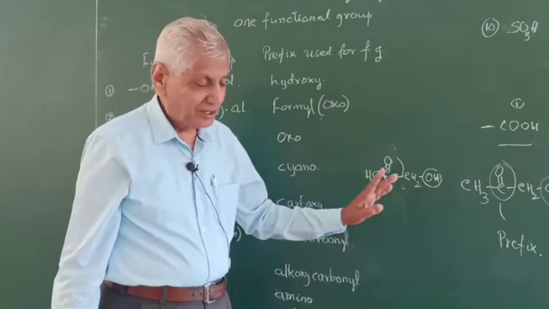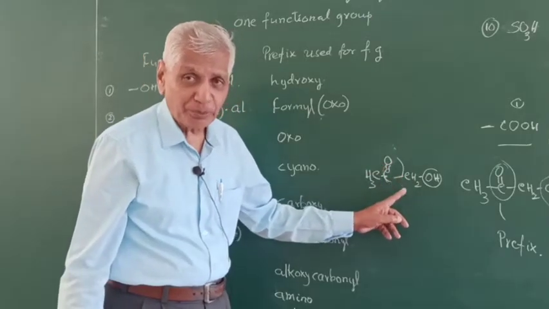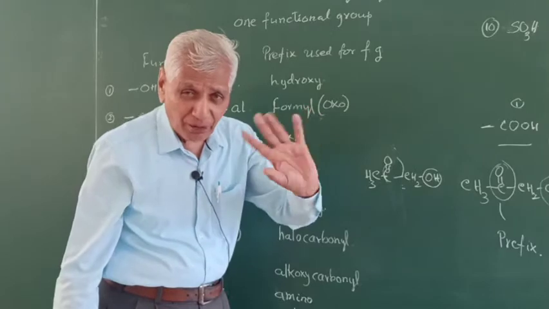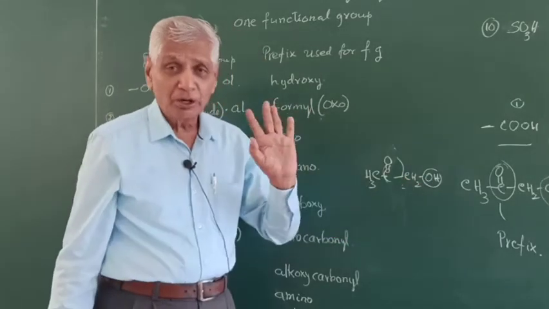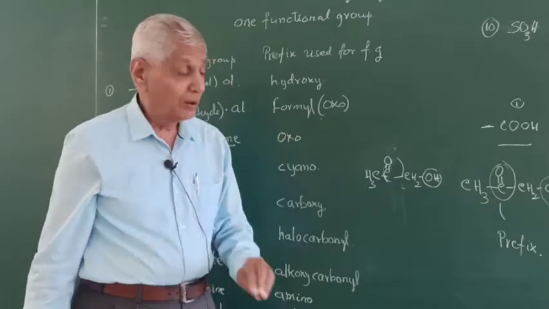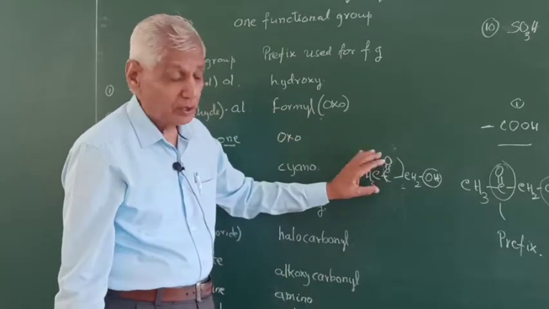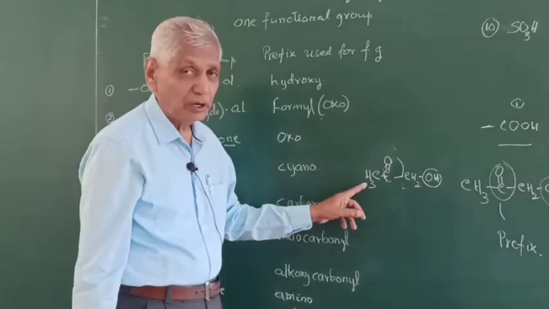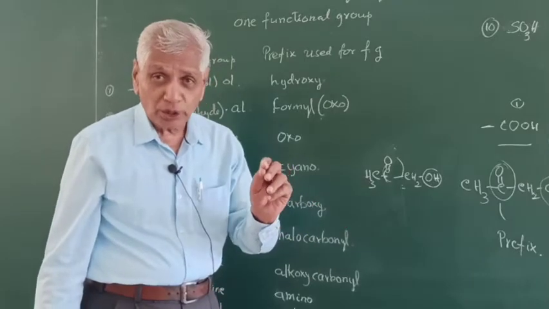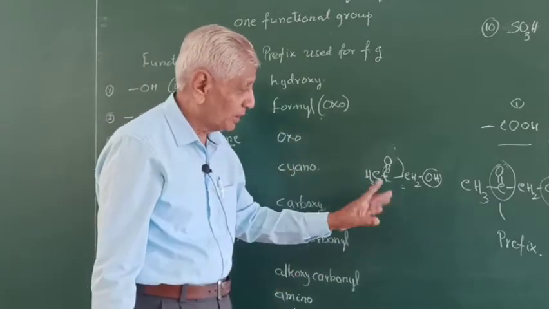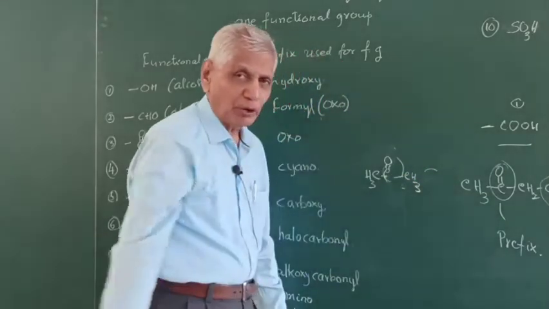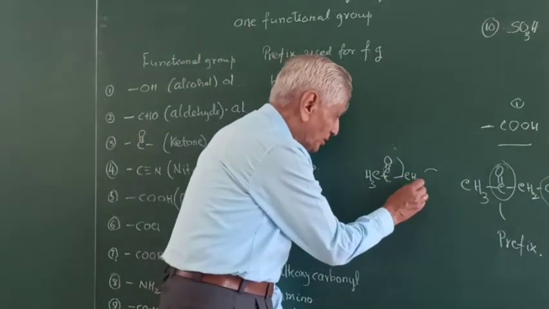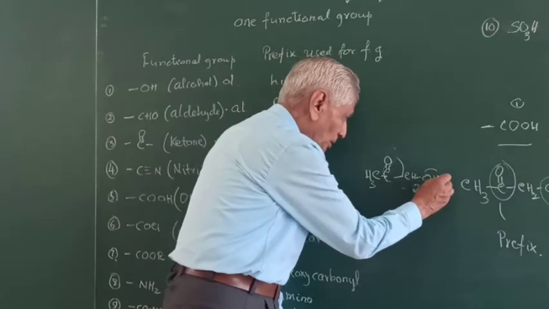Is that clear? Therefore, how to name this compound? This is not propanol. Confused, not confused. This is not propanol. Which is the main functional group here? Main functional group is CO. Compound containing 1, 2, 3. Propanol only. But this propanol is not a simple propanol. This is simple propanol. Now one H is replaced by OH group.